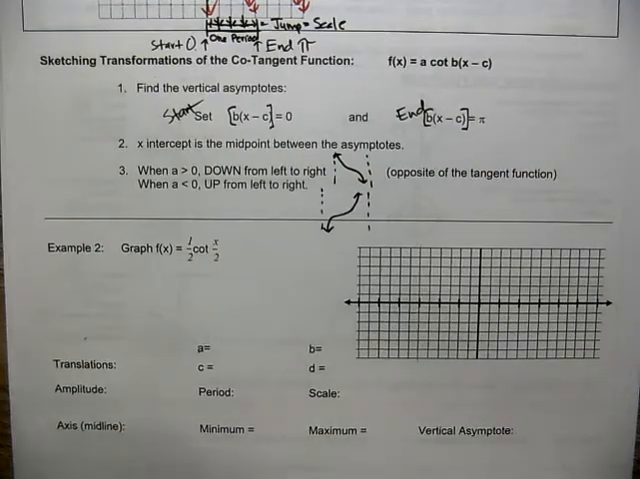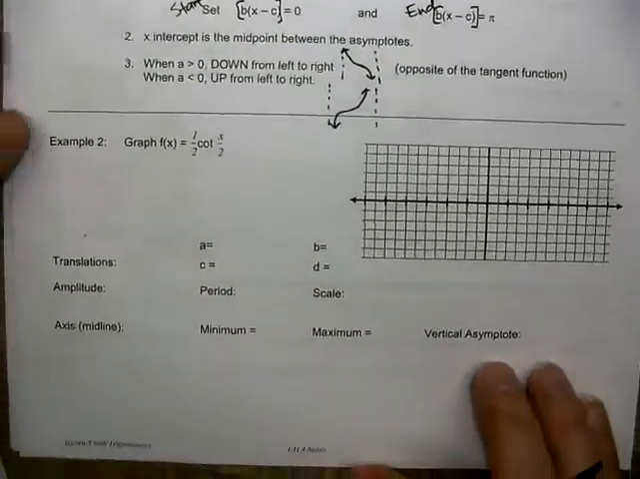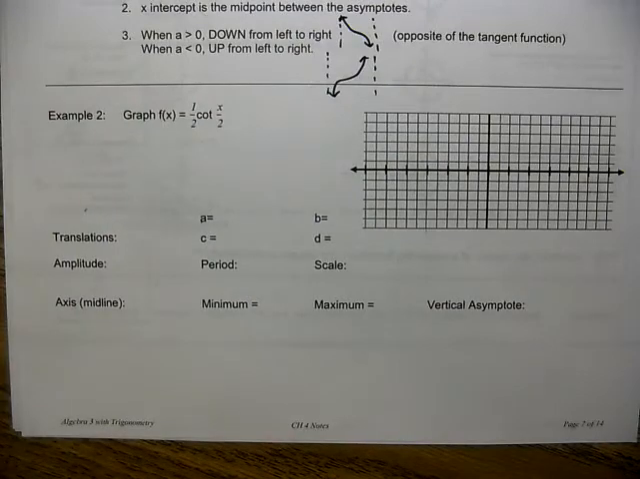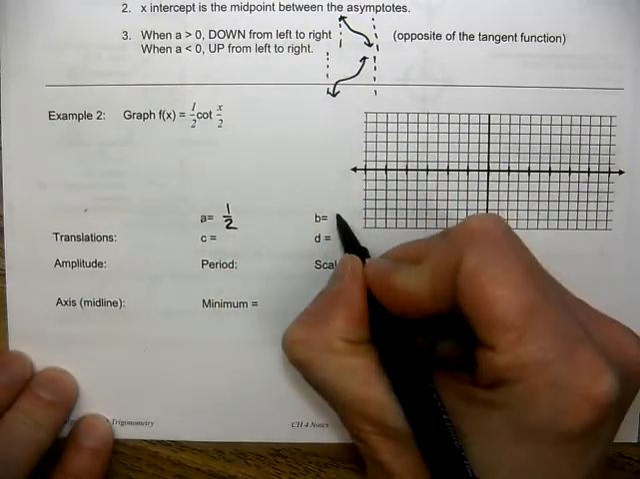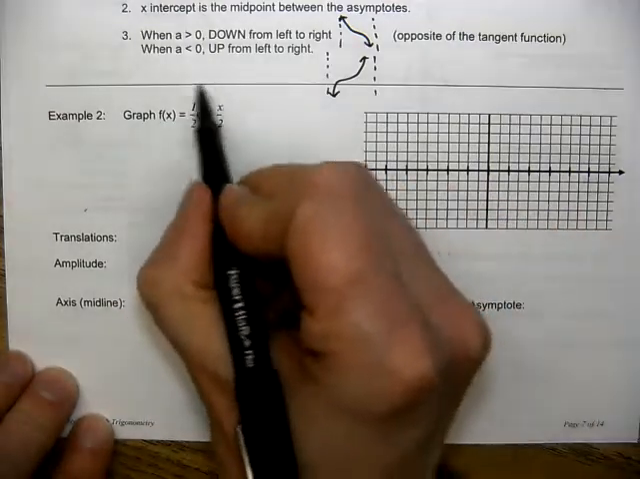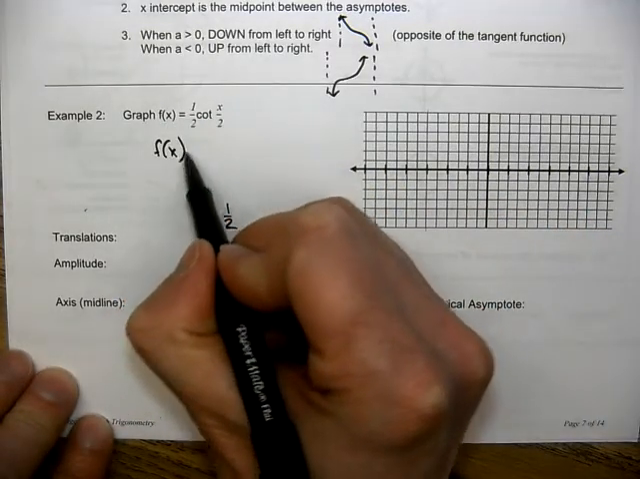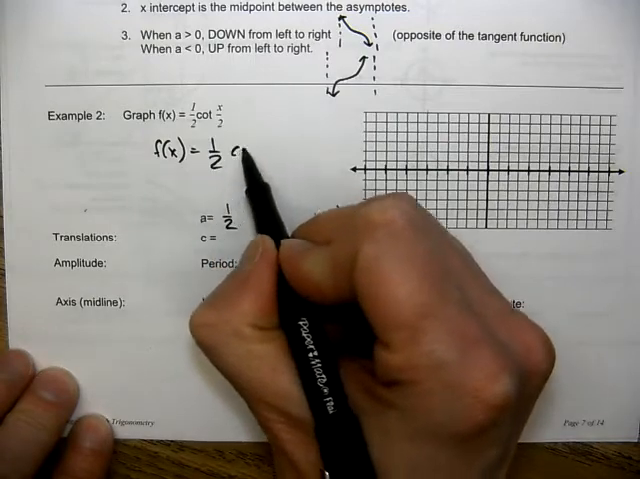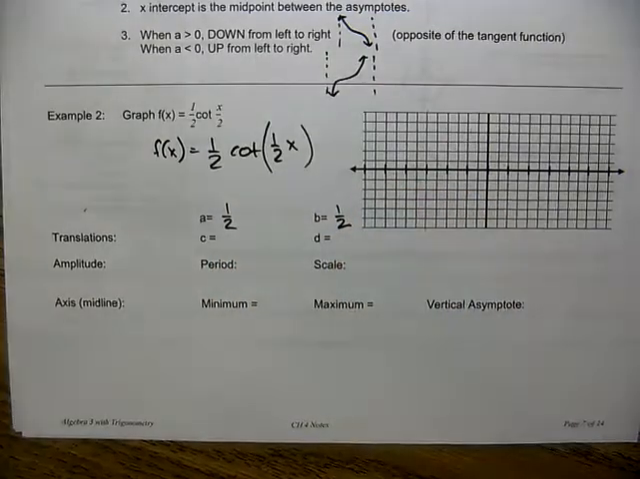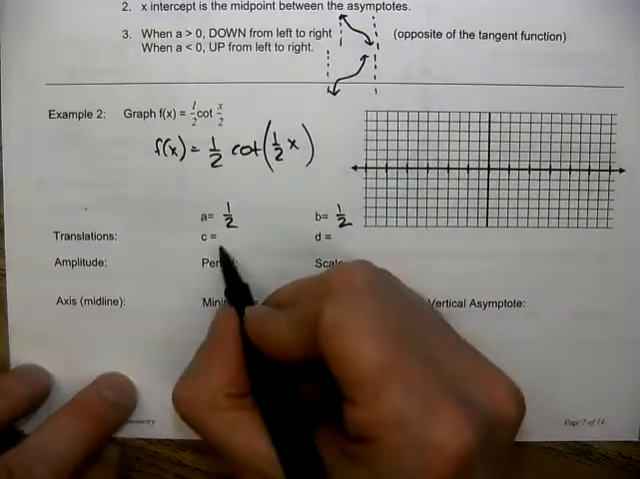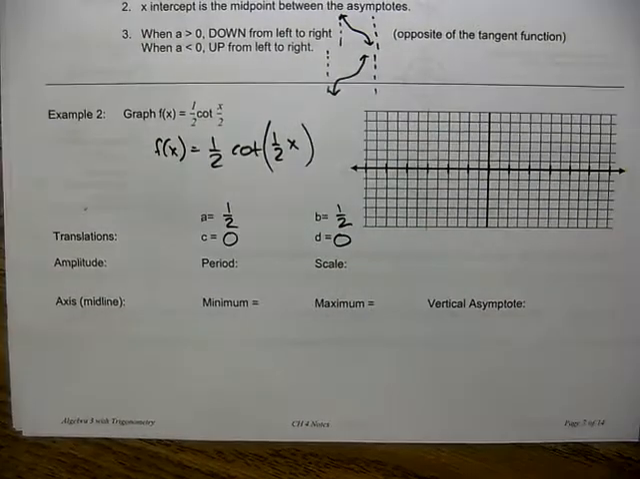So here's our example. Example 2 is what we're looking at here. We have 1/2 times the cotangent of x over 2. All right, so the a is 1/2, the b is 1/2. Remember, you want to think of this as if the value of b was in front of the x, like this. So that's how we know the b is 1/2, not the 2. And again, no c or d in these because we're really focusing on what the parent function looks like with a minimal amount of transformations.